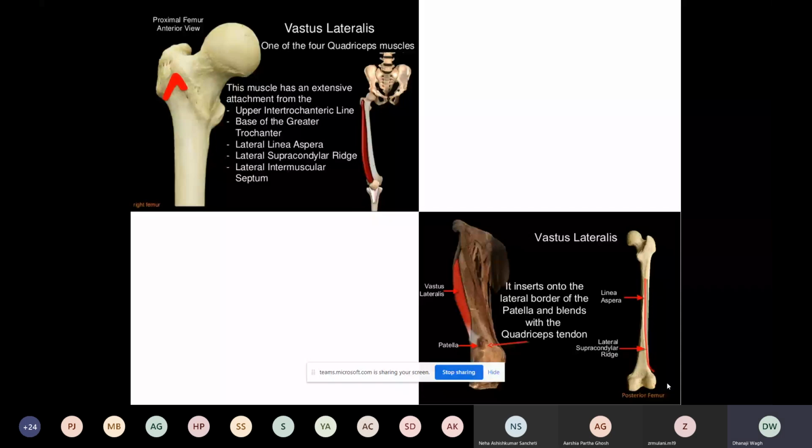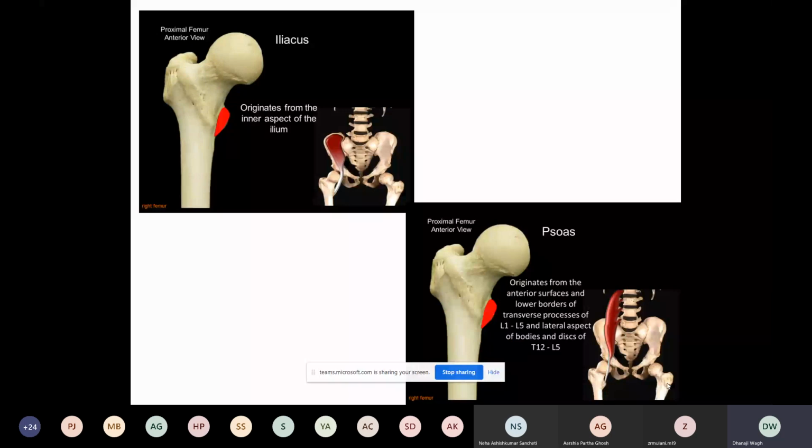Iliacus, origin from the inner aspect of the ilium. Along with this iliacus, there is a psoas muscle. So commonly it is called iliopsoas muscle, origin from the anterior surface of the lower border of the transverse process of L1 to L5 and lateral aspect of bodies and the disc of L2 to L5. These are inserted on the lesser trochanter.